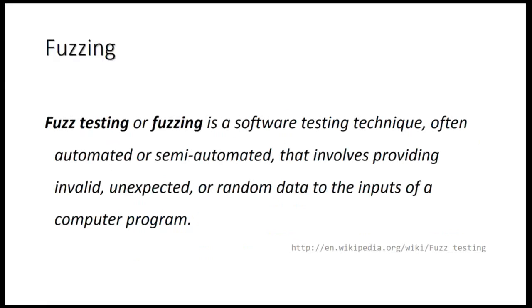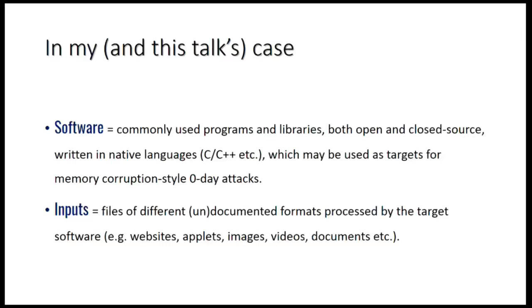So let's start with some very soft basics. We probably know what fuzzing is. It's just a software testing technique, which is most often automated. And it's all about just feeding invalid data to the software that we are testing. In the case of my talk, the software part is just commonly used programs and libraries, which can be both open and closed source. The important thing is that they are written in native languages. And this means that they can be used for memory corruption style zero-day attacks.